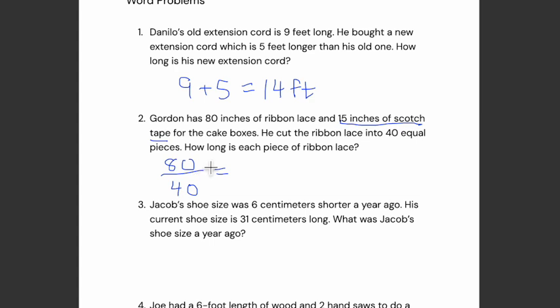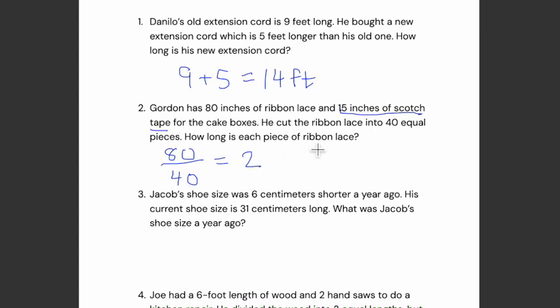Now notice that we can simplify this to 2, because when you divide 80 by 40, it becomes 2. And when we divide 40 by 40, it becomes 1. And that's 2 over 1, or just 2. So each piece of ribbon lace is 2 inches long.